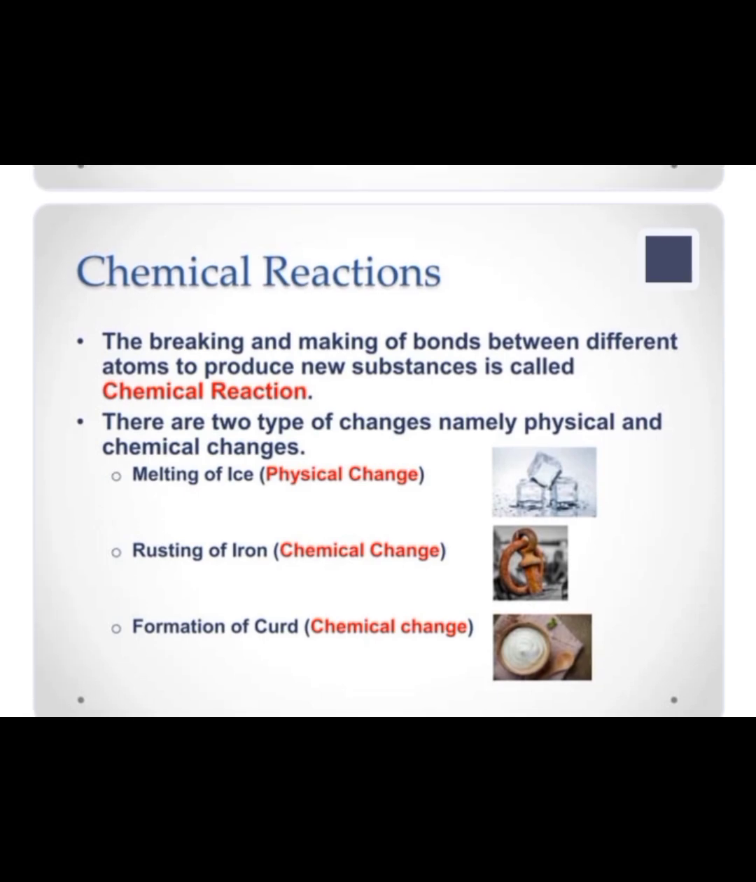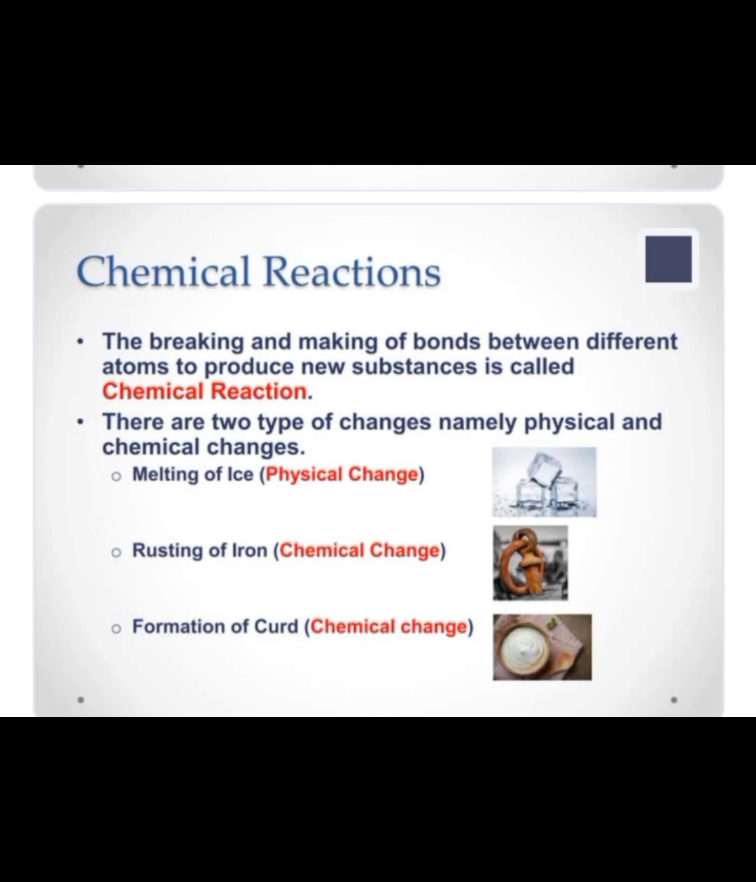The breaking and making of bonds between different atoms to produce new substances is called a chemical reaction. This is the most technical definition of a chemical reaction. Usually the chemical reaction involves the making and breaking of bonds. If there is no breaking of bonds, new bonds cannot form, and they are responsible for creating the products. So the chemical reaction involves the breaking and making of bonds between different atoms to produce new substances.